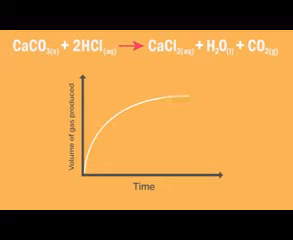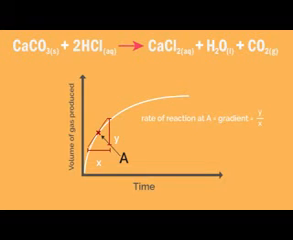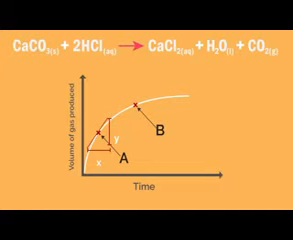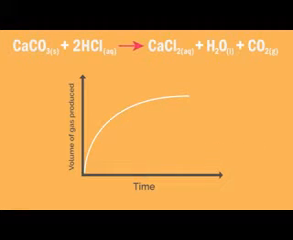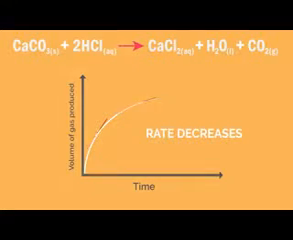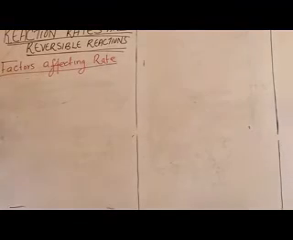As before, the rate of reaction at point A is given by the gradient at A, which is y over x. And the rate of the reaction at B is given by the gradient at point B, which is y dash over x dash. What do you think's happening to the rate of reaction as it proceeds? The rate of reaction decreases. So what are the factors affecting the rate of a reaction?